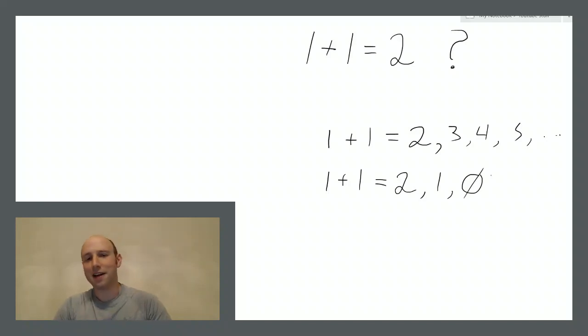Now, you don't want that to happen. I can assure you 1 plus 1 does equal 2. It always equals 2. It never equals anything except for 2. But you can be led to believe otherwise. So, let's clear things up now.